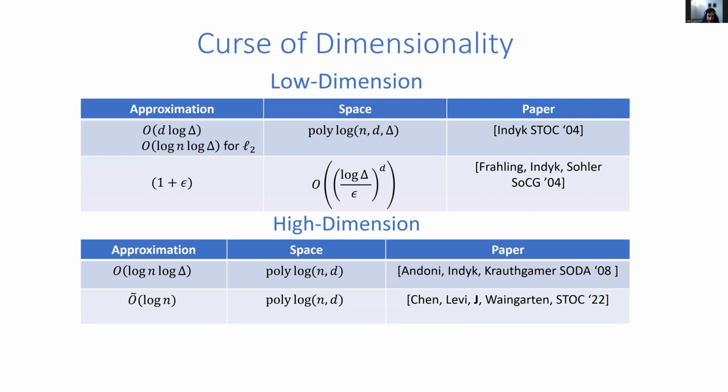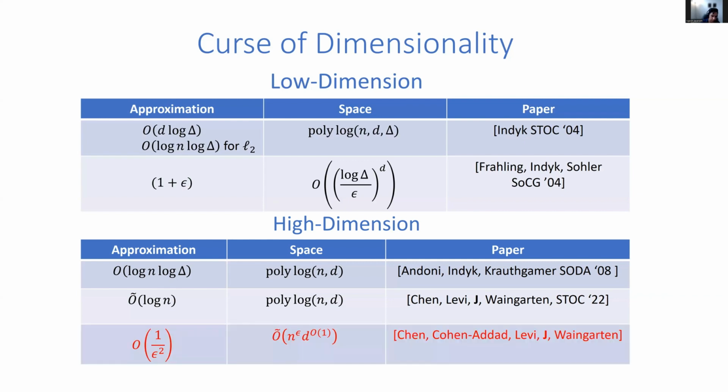And what I want to tell you about today is the first constant approximation for this problem in the stream. In particular, for any epsilon, we obtain a 1 over epsilon squared approximation in space n to the epsilon times polynomial in d. So we think of epsilon as being a small constant. This is a constant approximation using sublinear space n to the some small constant. So the space is no longer polylogarithmic. It's slightly worse, but the approximation is 1 over epsilon squared.